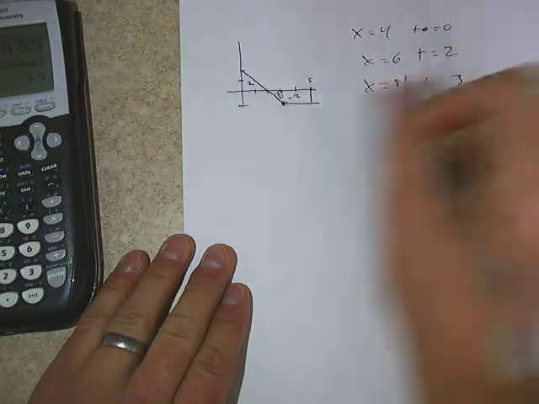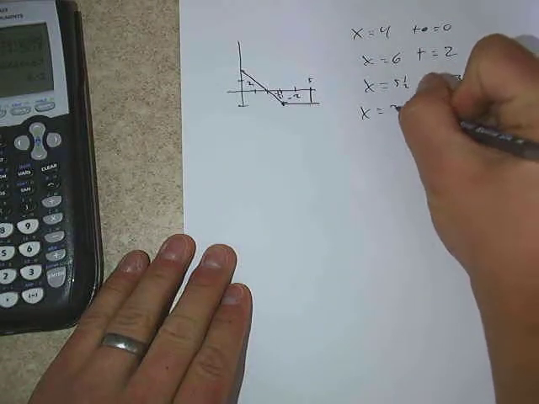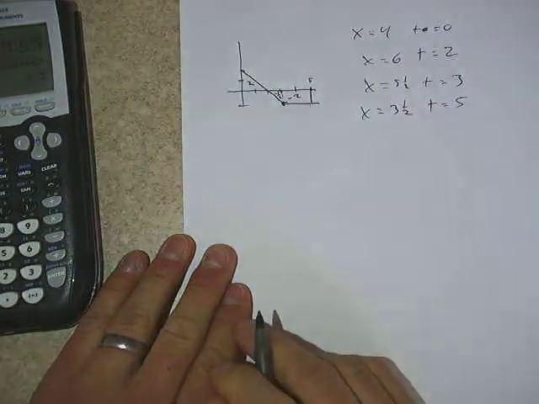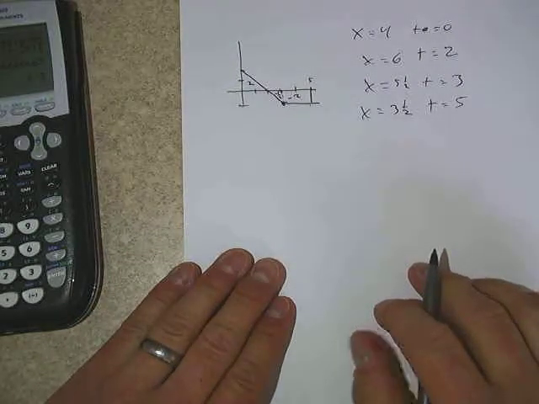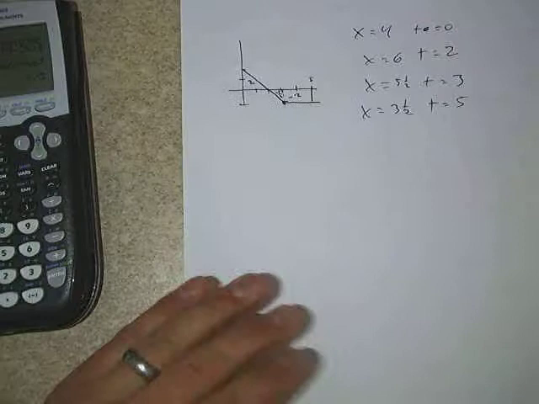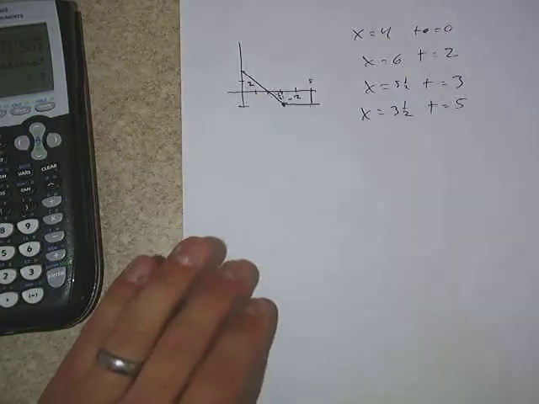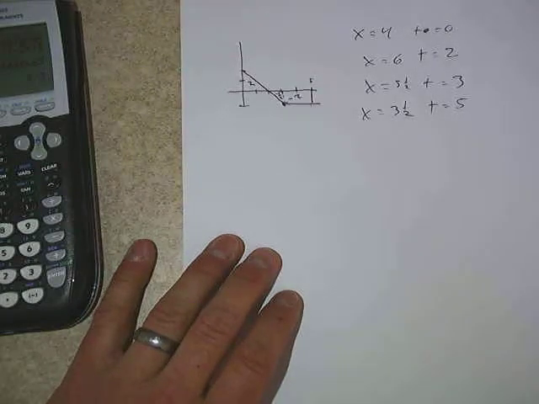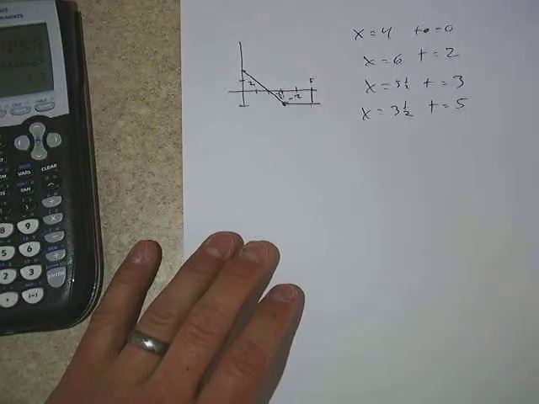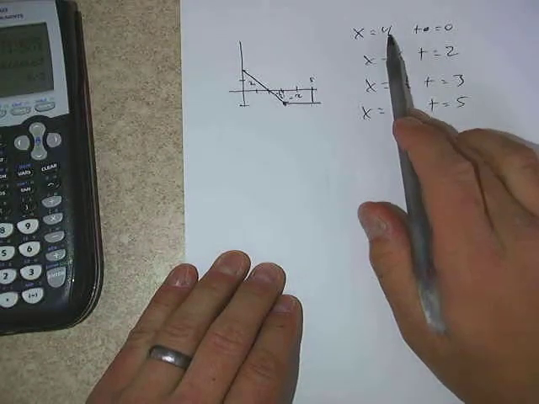And then at time 3, we gained a negative 1/2. That means we went backwards a half. So now we're at x equals 5.5. And then finally at time 5, what did we gain? Another negative 2. So where are we now? X equals 3.5. So where are we at the end of the trip? We're at position 3.5. Okay.